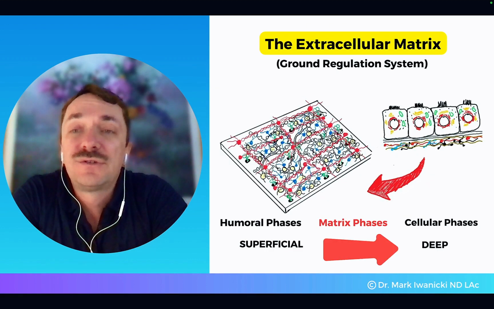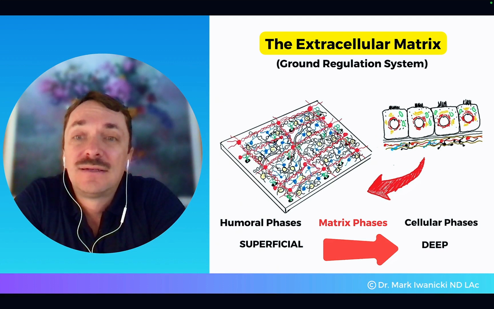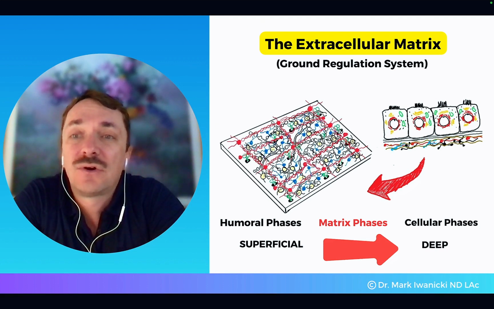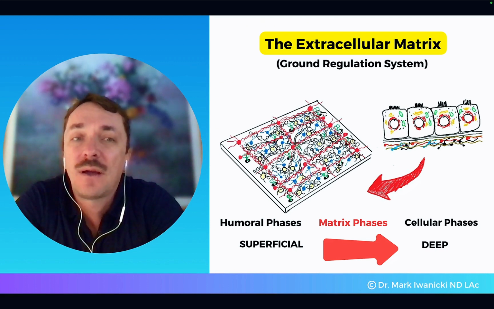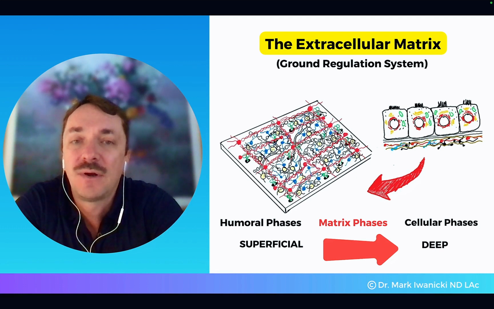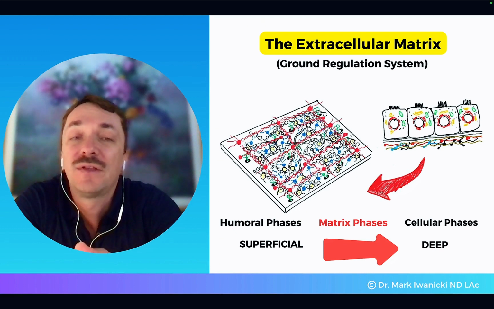So a really important concept to understand is also the cellular matrix, the extracellular matrix, also known as the ground regulation system. This is a compartment of the body that touches every cell in the body. It's basically the surrounding environment, or the milieu, that the cells live in.